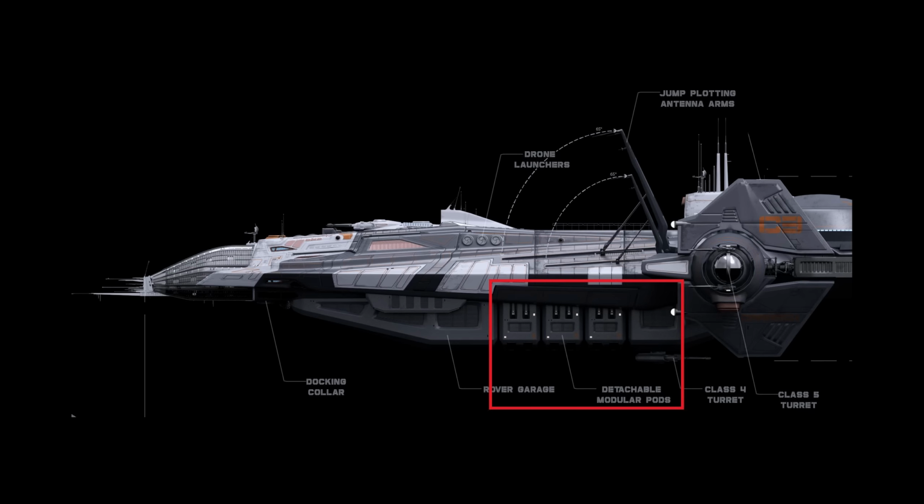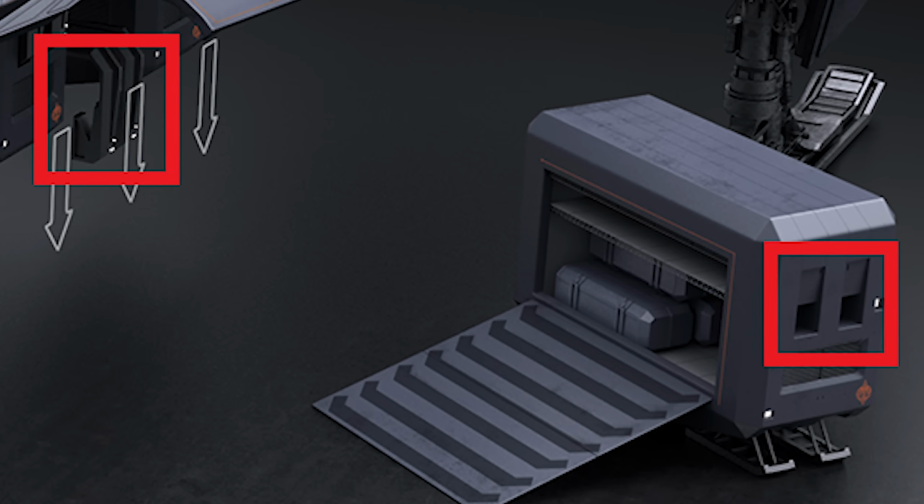One of the features of the ship is that it has 3 detachable pods that fit underneath the ship. These can be swapped out for things like science bays and so on. I'm sure we'll get more information later on down the line about what other pods we can put on there.